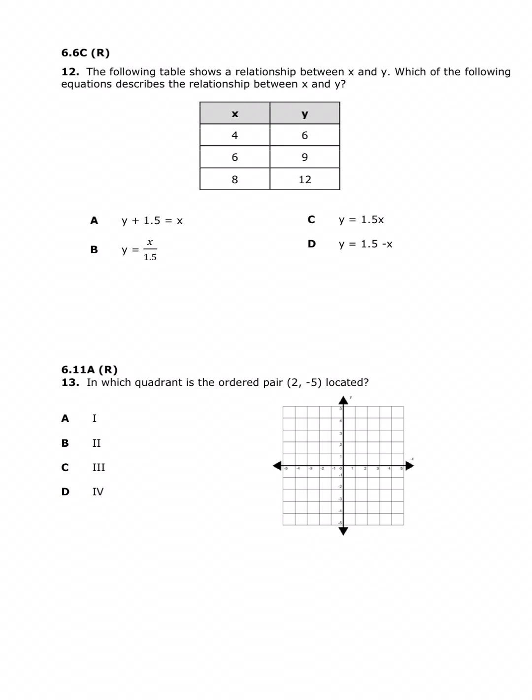13. In which quadrant is the ordered pair 2, -5 located? A1, B2, C3, D4.